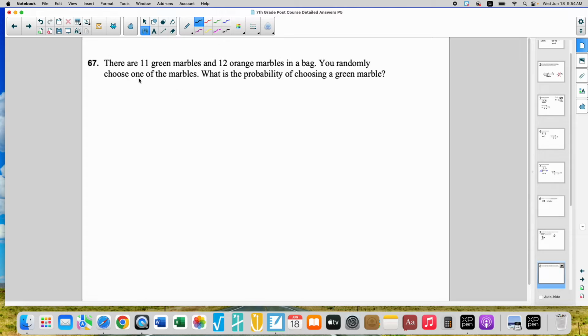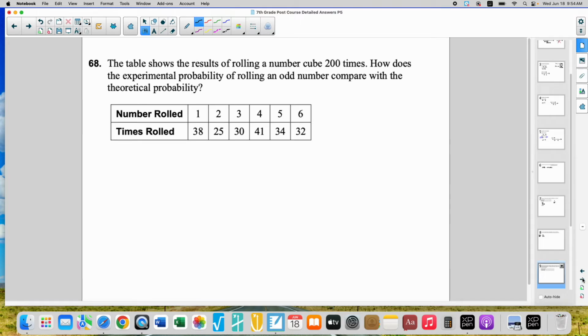And then 67, there are 11 green marbles and 12 orange marbles in a bag. You randomly choose one of the marbles. What is the probability of choosing a green marble? It is going to be 11 out of 23. We have successful outcomes out of possible outcomes. That is how you find probability. And 11/23. So they definitely mixed up 65, 66, and 67 on the answer key.